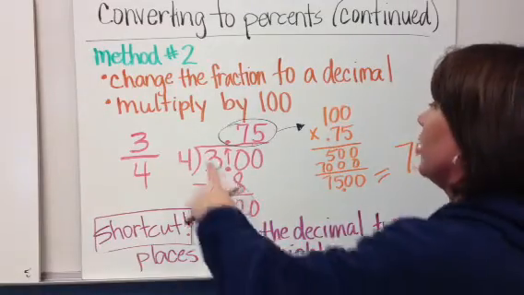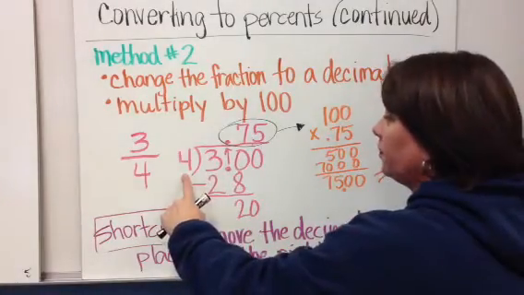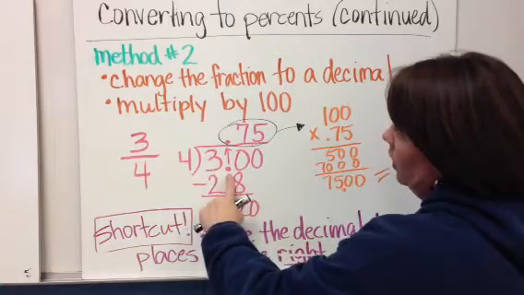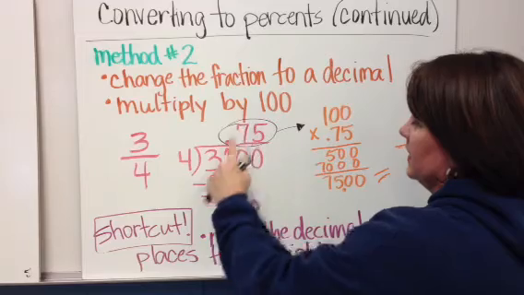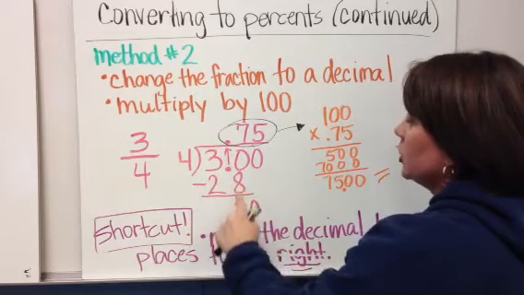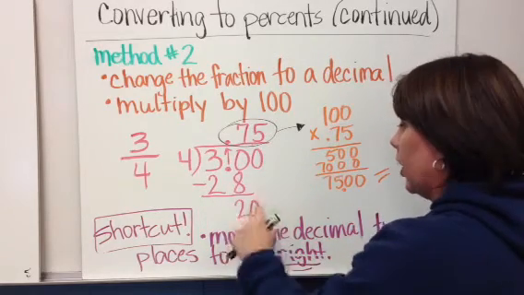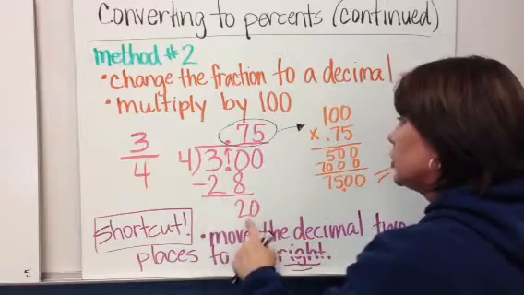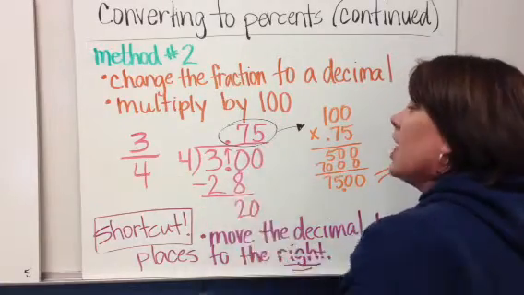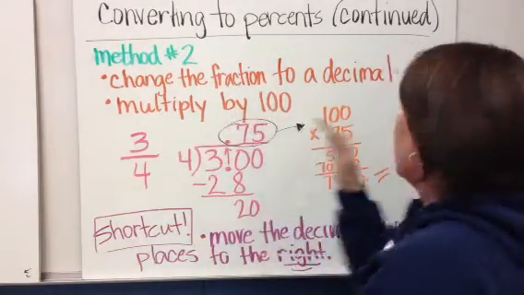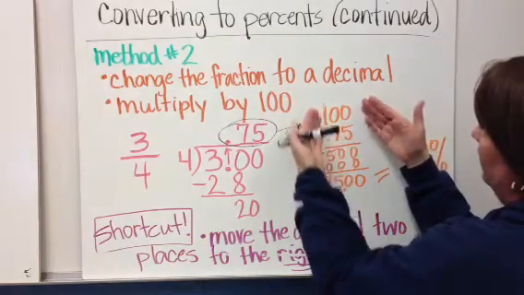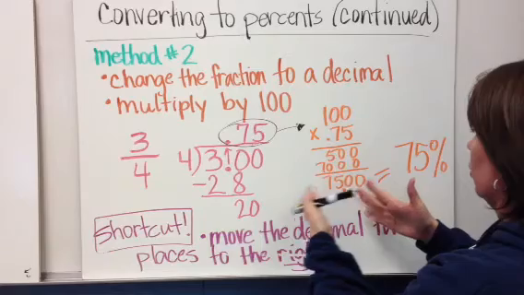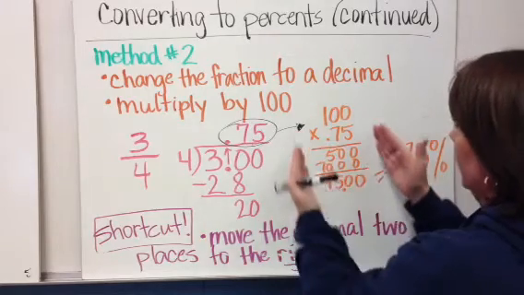Remember that chant? To change a fraction to a decimal, divide the numerator by the denominator. So again, 3 divided by 4, and when I have to add a decimal and bring it up, 4 goes into 30 7 times. 4 times 7 is 28. 30 minus 28 is 2. Add a 0, bring it down. 4 goes into 20 5 times. Then I multiply by 100, and here's what happens when I multiply by 100. 100 times 75/100ths, and I make sure my decimals are all worked out correctly, and I get this.